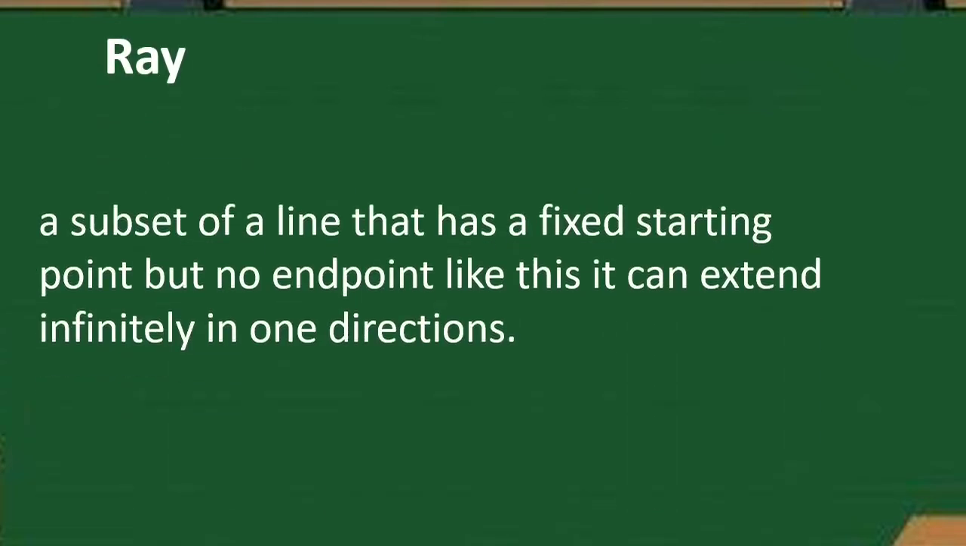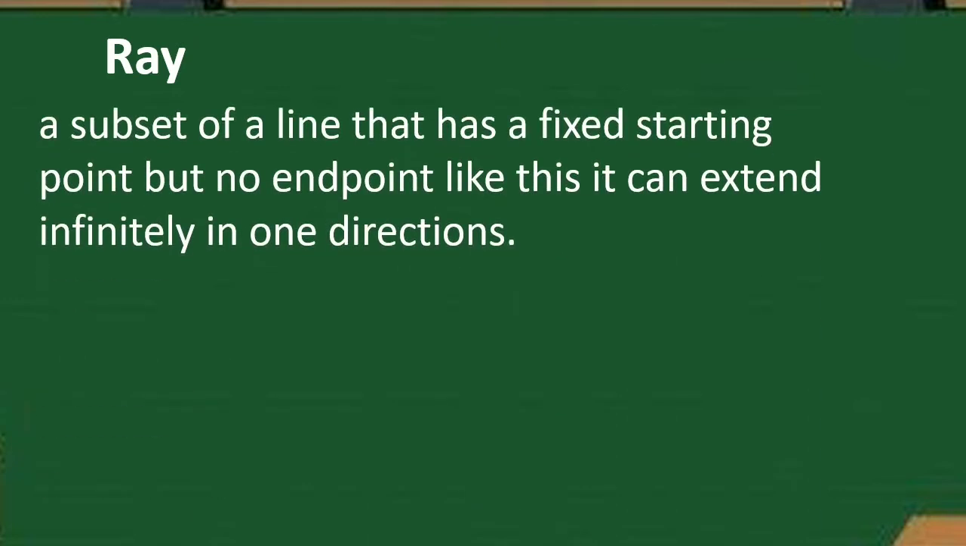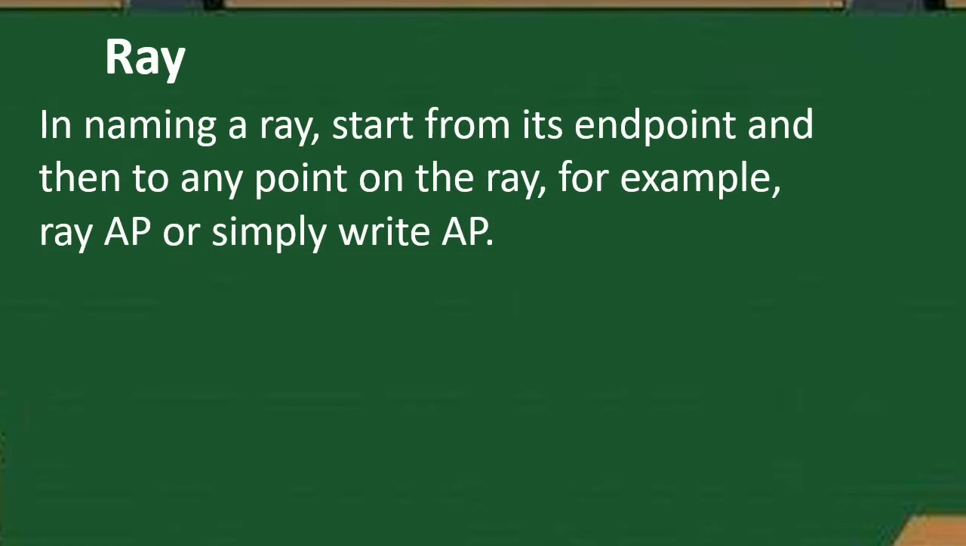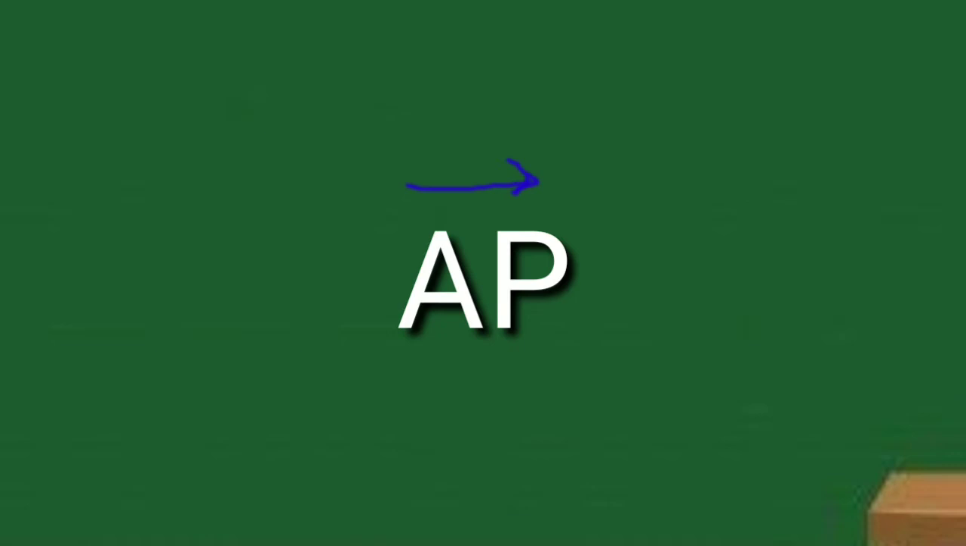And a line has its subsets like ray and line segment, wherein a ray is a subset of a line that has a fixed starting point but no end point. It can extend infinitely in one direction. In naming a ray, start from its endpoint and then to any point on the ray. For example, ray AP, or simply write AP and put a ray symbol above it.